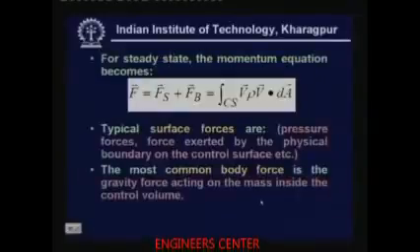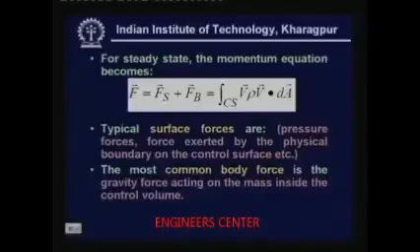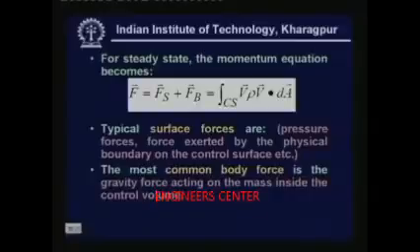Now for steady state, again just like conservation of mass, you don't have the time terms. So the linear momentum equation for steady state becomes like this, where Fs stands for the surface forces acting on the control surface and Fb accounts for all the body forces acting on the control volume. So the sum of these two forces is equal to the net momentum flux out of the control volume.